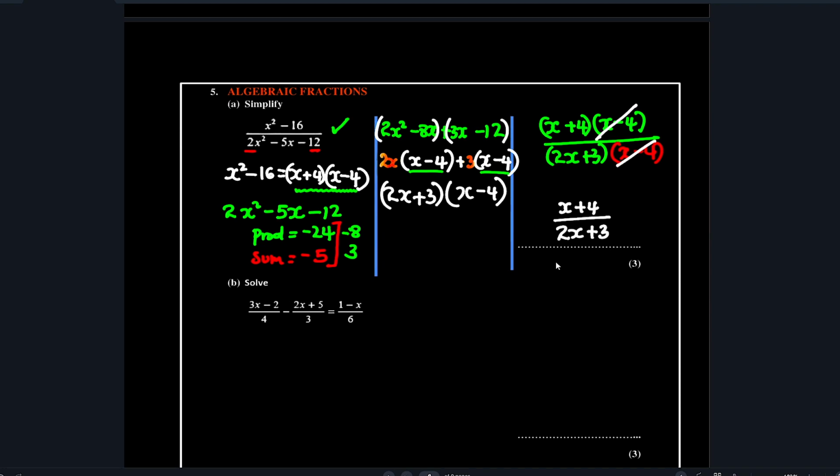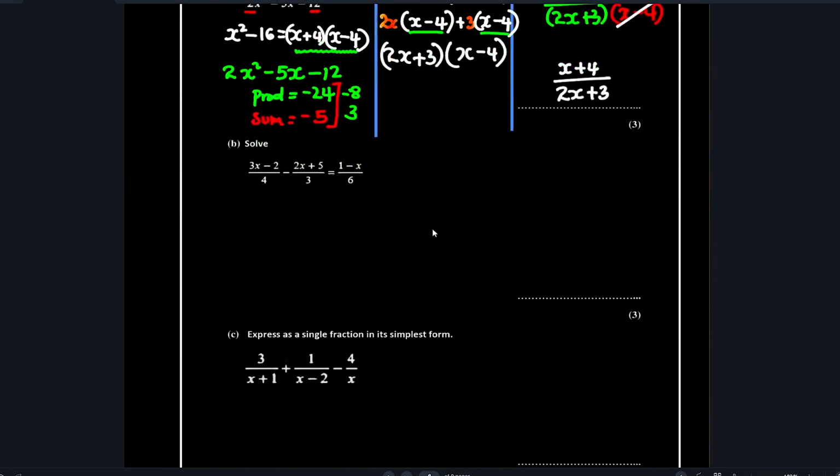Solve 3x minus 2 over 4 minus 2x plus 5 over 3 equals 1 minus x over 6. This is an algebraic fraction, and it's an equation that we ought to solve. The best way to go about this is by finding the LCM of all the numbers that we have there, 4, 3, and 6, and then multiply each term by the LCM so that we get rid of the fractions. The LCM of all those is 12.